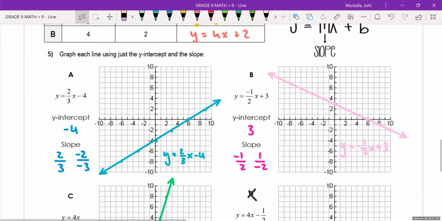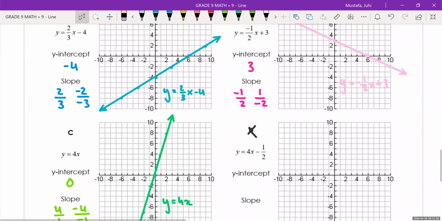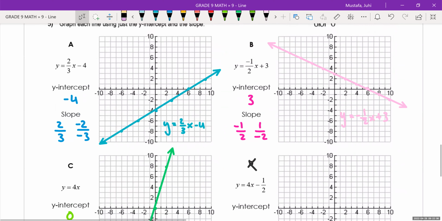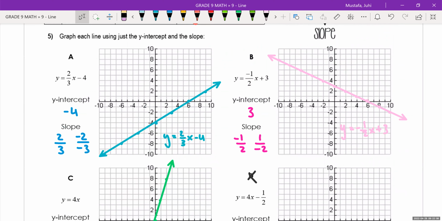And then I actually should have told you to skip question 5C, and it's because a y-intercept of -0.5 is kind of in between lines. So I didn't want you to deal with that. There won't be anything like that on the quest. But the rest of the questions are really straightforward. So I'll walk you through those.